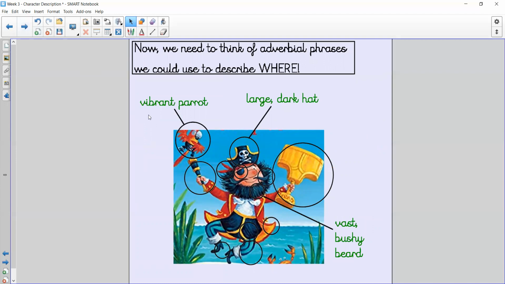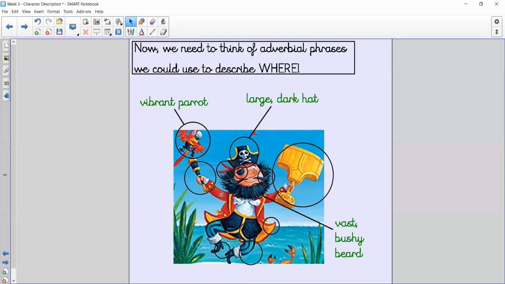Now, in yesterday's lesson, you did a great job of finding the different nouns and using adjectives to describe them. So the ones that we did together before you had to go doing your own, here I labelled vibrant parrot to describe the parrot here. So vibrant was the adjective I used. Parrot is my noun. Large dark hat. Large and dark are my adjectives. Hat was my noun. Vast bushy beard. Vast and bushy were my adjectives, and beard was the noun. So you had a go at labelling all these different nouns that we could spot on our pirate.